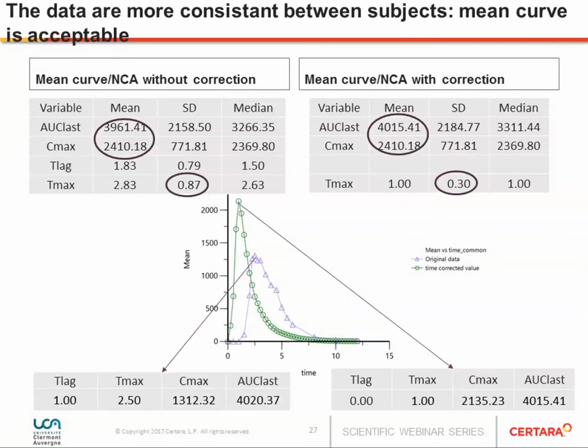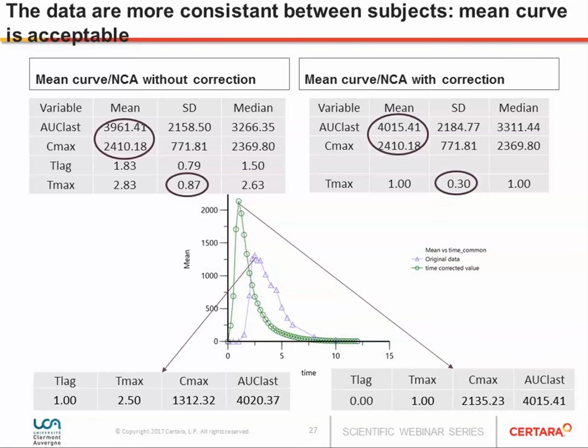If I continue, now I have something which is more consistent between subjects. You have the mean curve without correction and the NCA without correction, and you have a mean curve with the NCA with correction. You can see that the error on the Cmax is equal to 0, but my standard deviation, of course, of my Tmax is lower. But something more interesting in this case is to see the values on the mean curve. The value of your mean curve that you had at the beginning for the Cmax was 1,312, which is very far from the 2,410 that were observed.